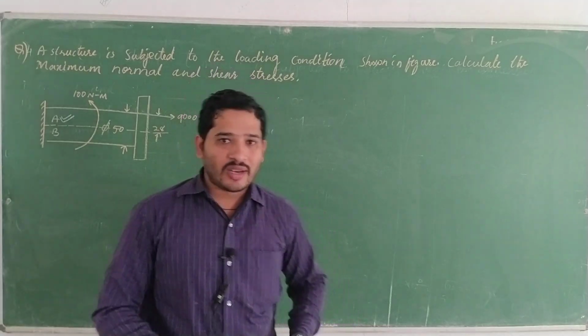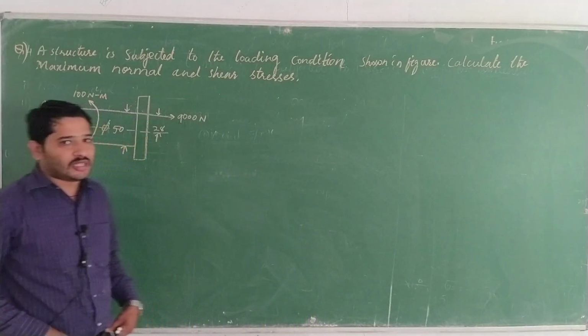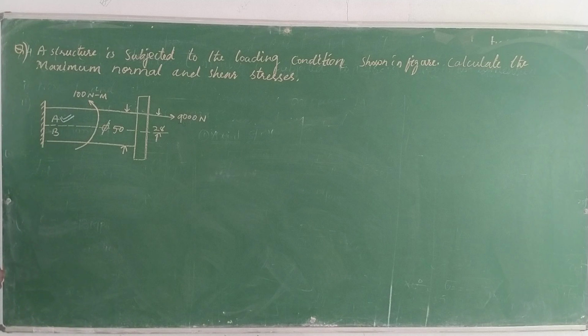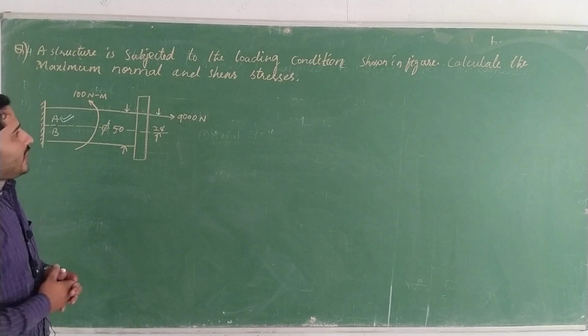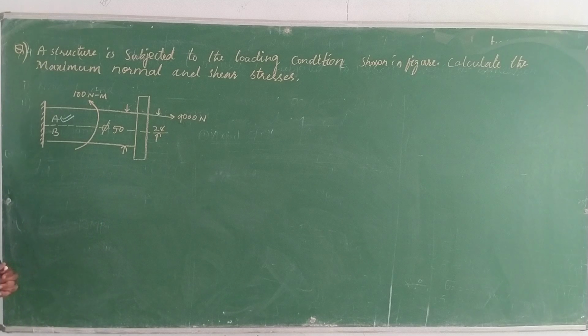Today we are going to learn a fourth problem in machine design. A structure is subjected to a loading condition as shown in the figure. Calculate the maximum normal and shear stress. Let us see. A structural component is given. One end of this component is rigidly fixed.